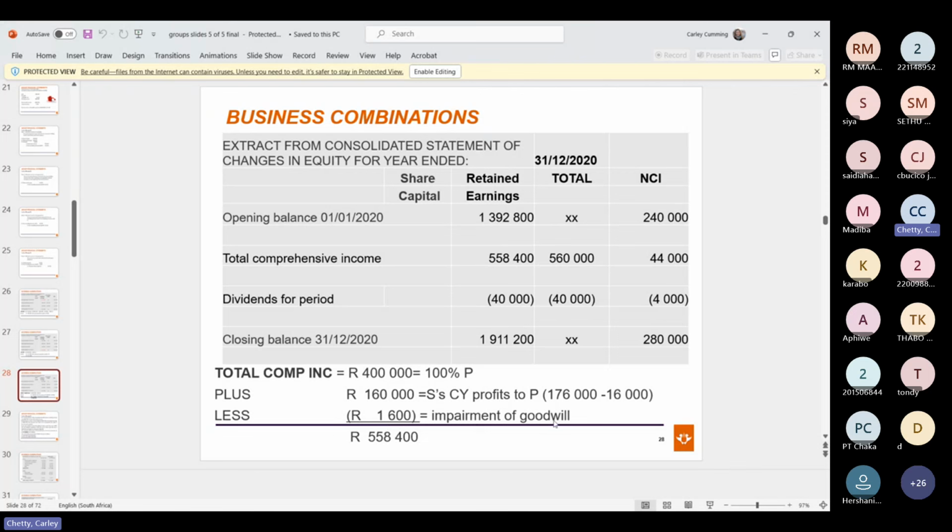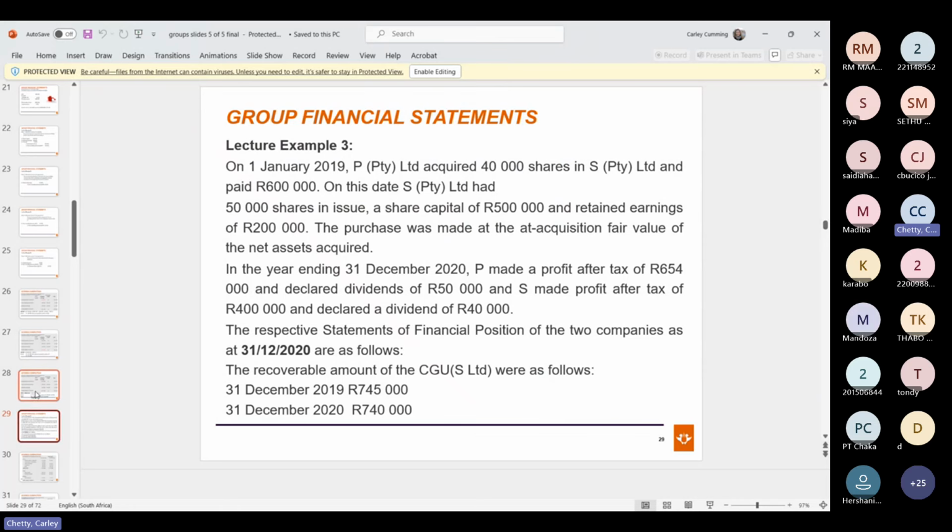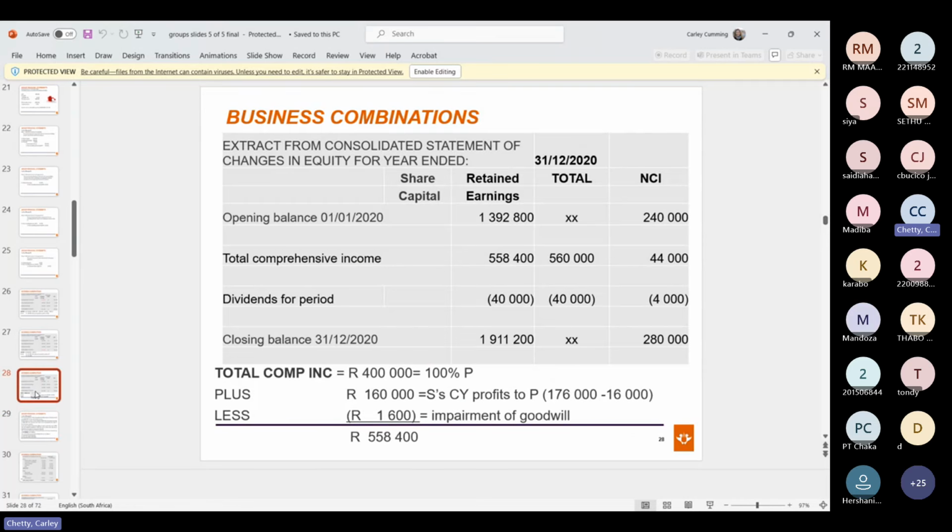Less 1,600 impairment of goodwill. So if we add up P's profit plus S's current year profit to P minus the impairments of the goodwill for the current year, that will give us a total comprehensive income of 558,400 rand. So we have so far looked at the opening balance, the closing balance and the total comprehensive income. And this dividend was also given in the scenario. It is P's dividend of 40,000. Okay, so that is example two.